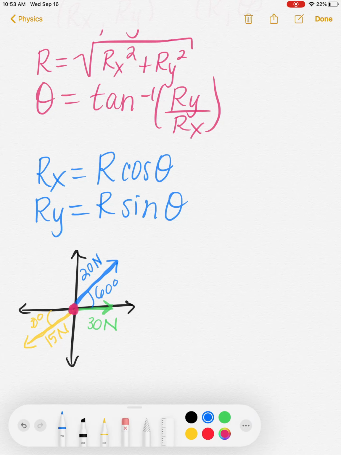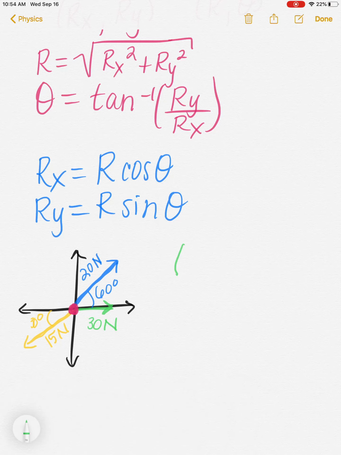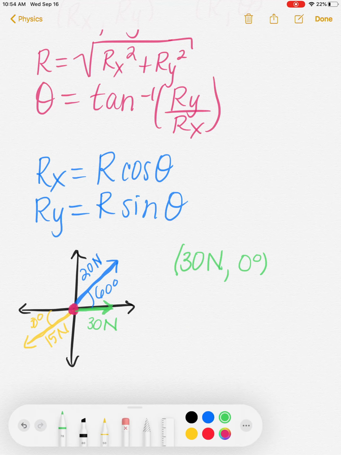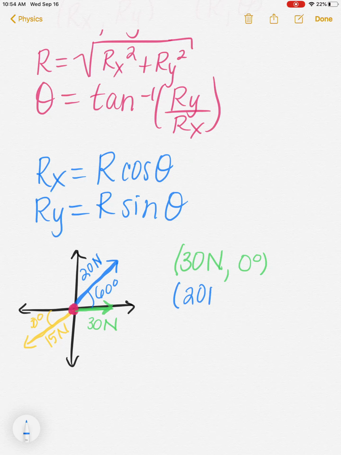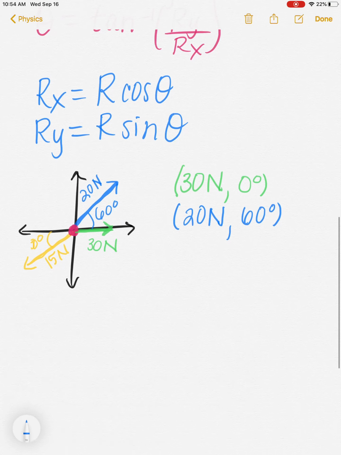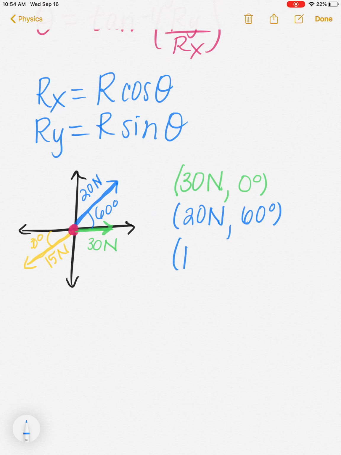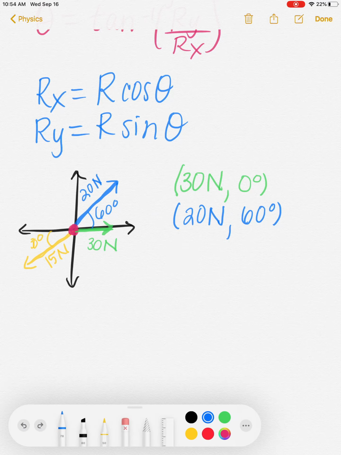All right, so the first thing that you need to do is express all of these vectors using the polar coordinate system. So vector 1, we could say has a magnitude of 30 newtons. And since it is directly along the x-axis, we're going to say that it's at an angle of 0 degrees. The second vector, the blue vector, has a magnitude of 20 newtons, and it is at an angle of 60 degrees.